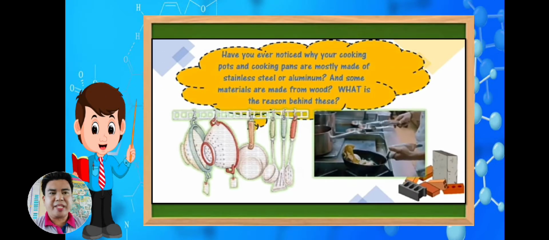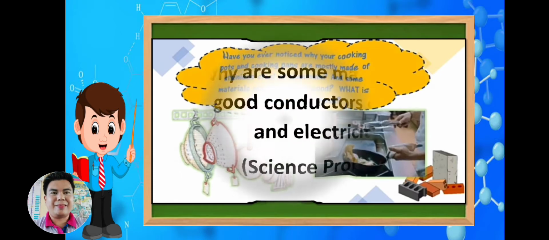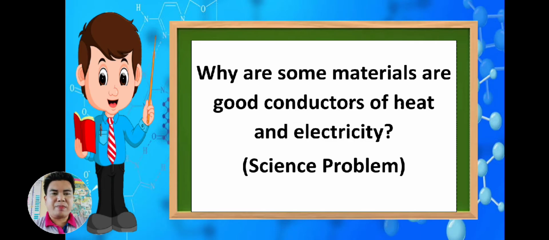Have you ever noticed why your cooking pots and cooking pans are mostly made of stainless steel or aluminum, and some materials are made from wood? What are the reasons behind this? Let us find out. The main question for this activity: why are some materials good conductors of heat and electricity? We are going to give the solution for this problem.